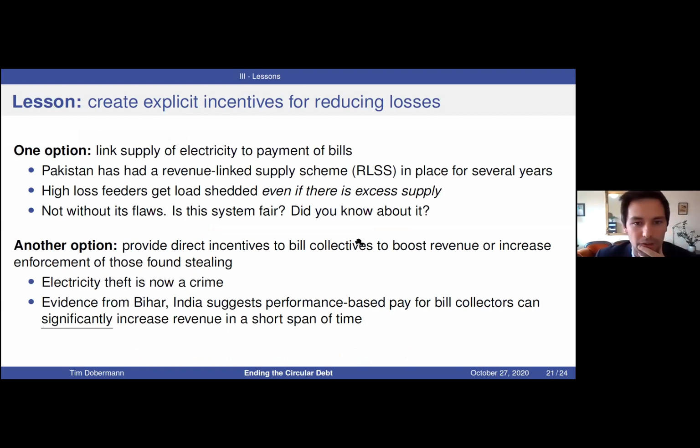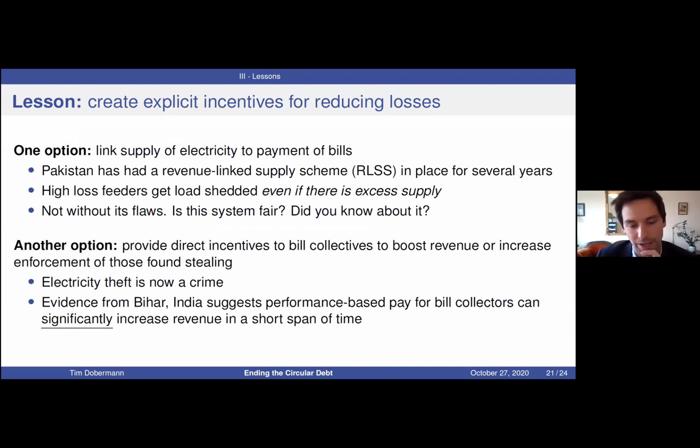So to close, and then I'd open up for some questions, I want to take some very broad, high-level lessons, and really just posit some questions on the Pakistan context. So one option which is historically provided to address this challenge is to create explicit incentives for reducing losses. So one option has been to link the supply of electricity to payment of bills. So Pakistan has for several years now had a revenue-linked supply scheme, RLSS, in place.